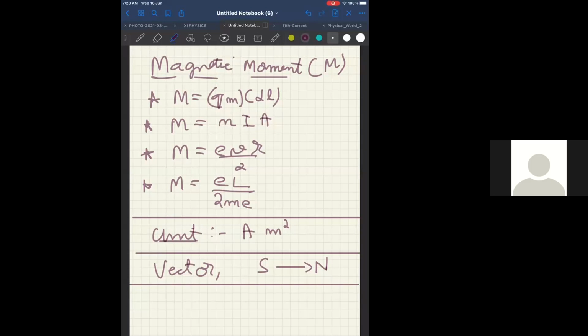Again, all this was there in your 11th. Now, these two are the general formula for magnetic moment. These two are for electron around the nucleus. Make a note.